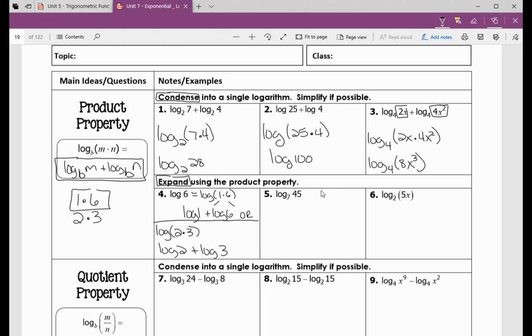Now, for 45, I'm just going to use the most obvious. Every time I see 45, I think 9 times 5. Are there other things that multiply up to 45? Yes, but that one to me just jumps out at me. So I'm going to rewrite this as 9 times 5, and then I'm going to split it. I'll have a log base 7 of 9 plus a log base 7 of 5.